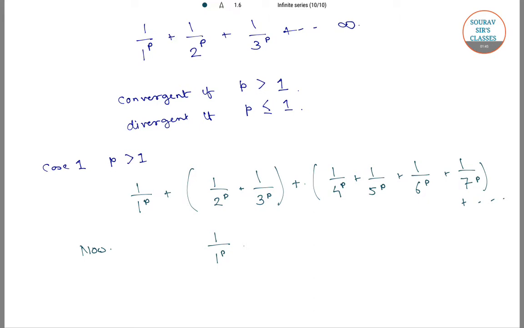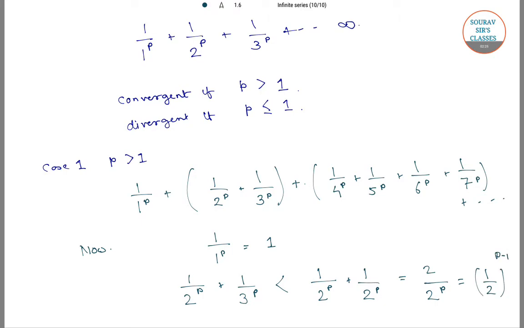Now 1 divided by 1 raised to the power p is equal to 1. 1 divided by 2 raised to the power p plus 1 divided by 3 raised to the power p is less than 1 divided by 2 raised to the power p plus 1 divided by 2 raised to the power p, which is equal to 2 divided by 2 raised to the power p, which is equal to 1 by 2 raised to the power p minus 1.